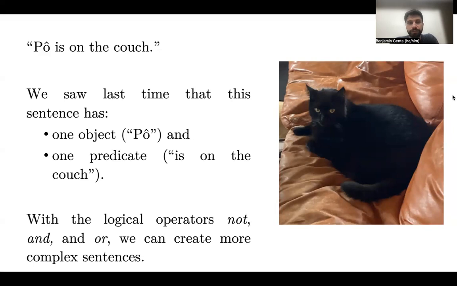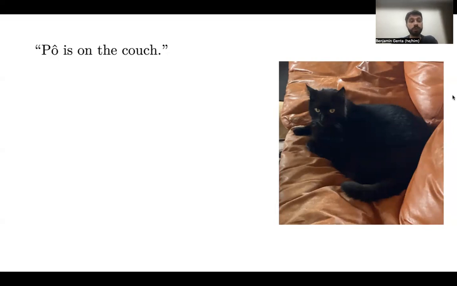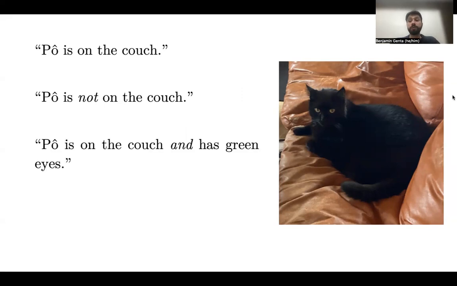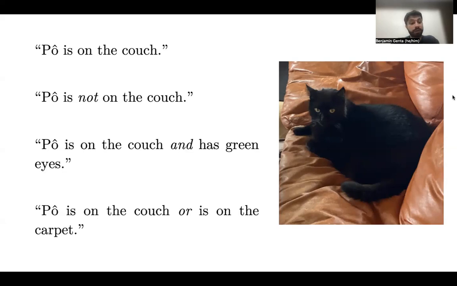So what do we mean by that? What we mean is that we can take this statement, Po is on the couch, and say Po is not on the couch. So now we see that there's a not in the statement. We can also combine two simple statements by saying Po is on the couch and Po has green eyes. Or we can say Po is on the couch or he is on the carpet.